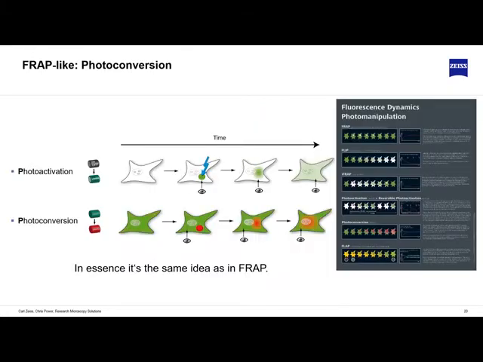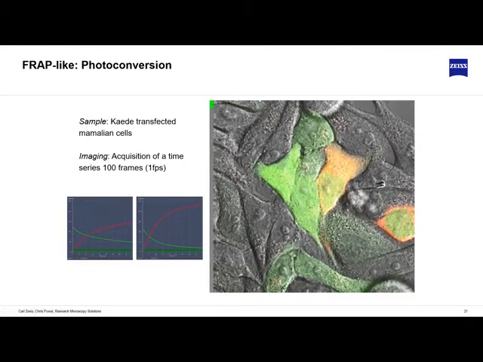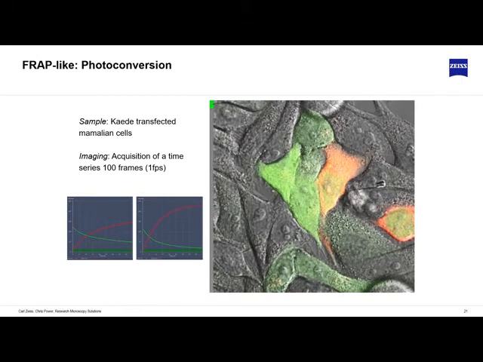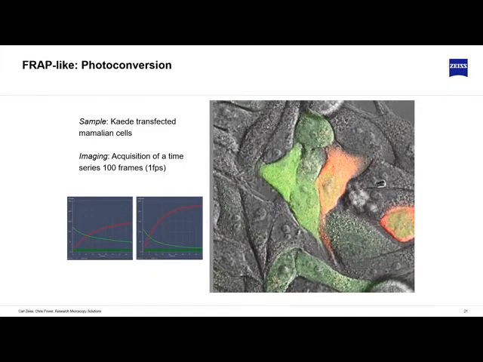There are a whole bunch of variants of this. FRAP is the most commonly known one, but there's also FLIP, iFLIP and photoconversion experiments, but they're all based on the same idea, which is using a laser to convert and change some of the molecules within the field of view and to see what happens. This is an example with Kaede, which is a green photoconvertible fluorophore, which changes to red when you excite it.